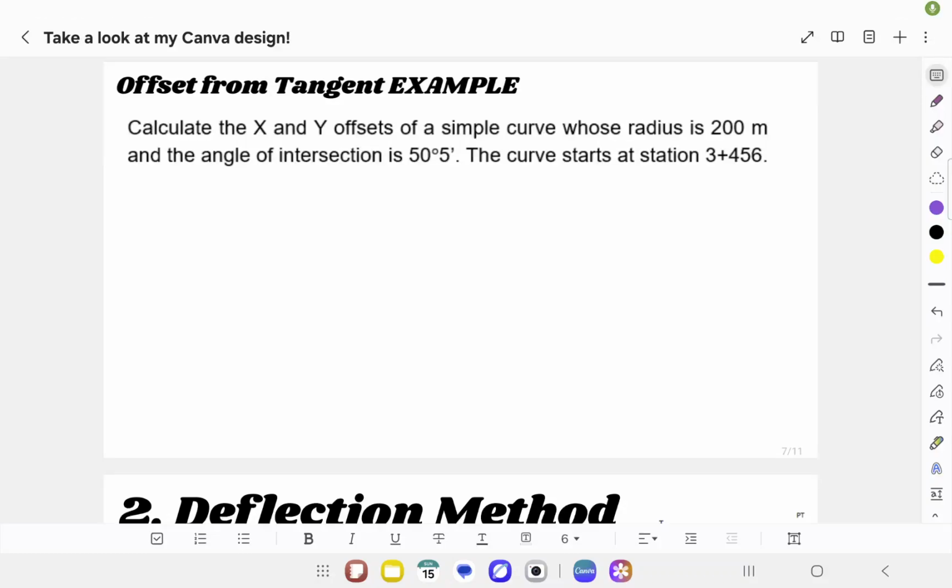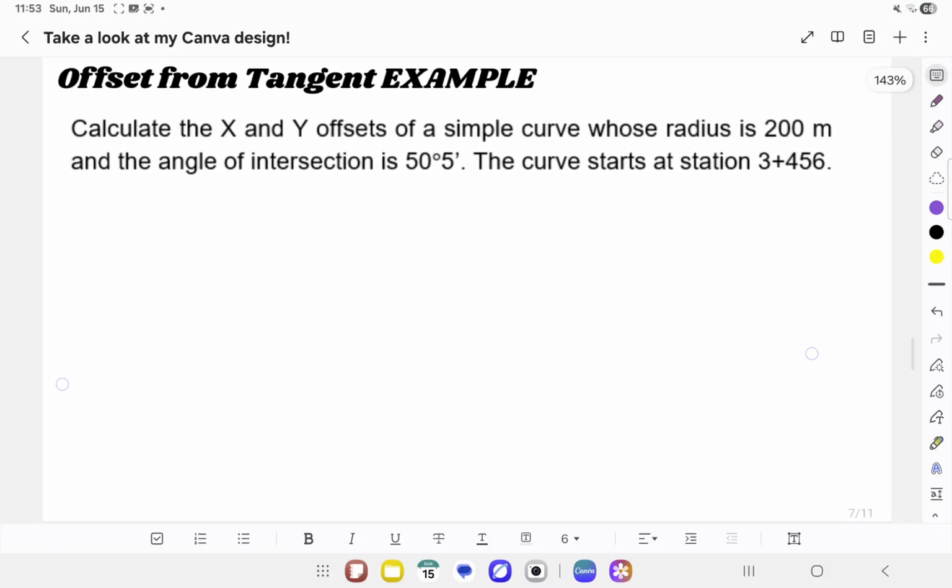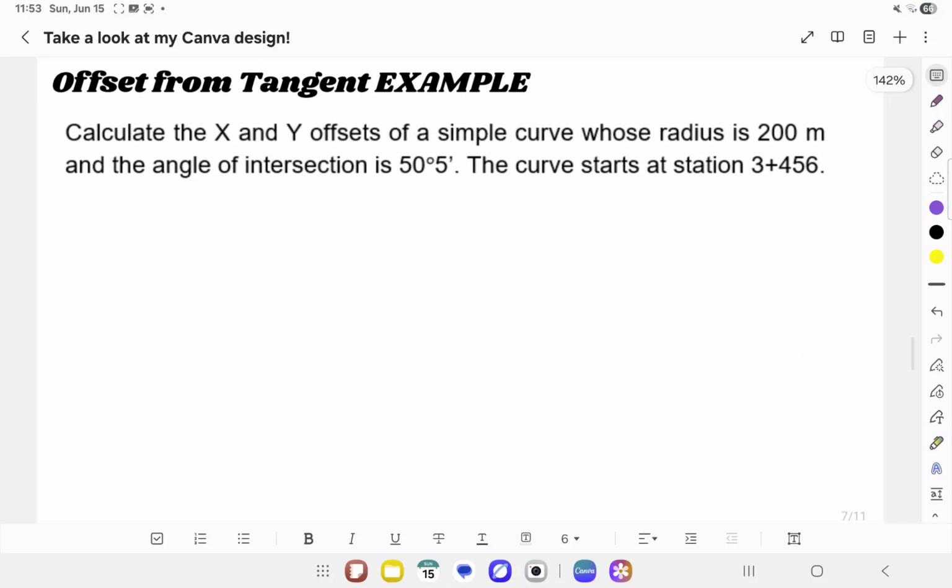Example po tayo mga kaibigan. So, calculate the x and y offset. So, I thought kanina na-discuss ko. Okay. So, compute natin yung example na yan. So, first, ano ba yung given natin?